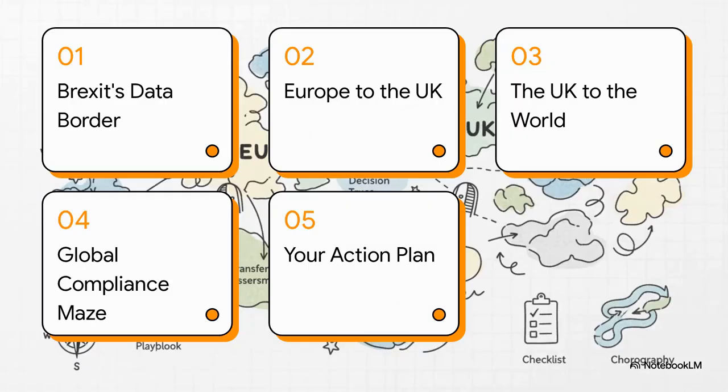So here's our game plan for navigating this. First, we'll talk about the new data border Brexit created. Then we'll look at data flowing from Europe to the UK, and then from the UK out to the rest of the world. After that, we'll zoom out and look at the whole global compliance maze before we wrap up with a solid action plan you can actually use.